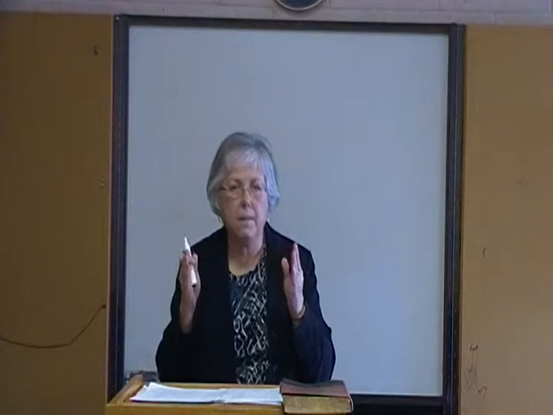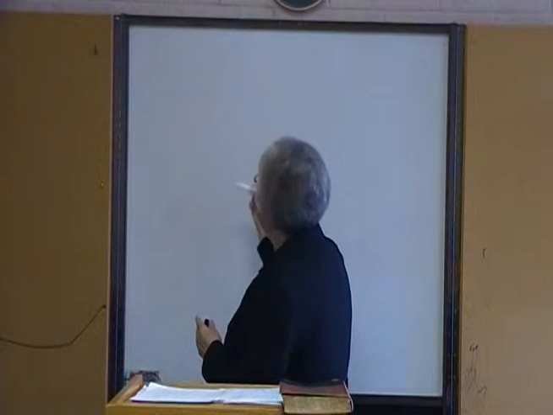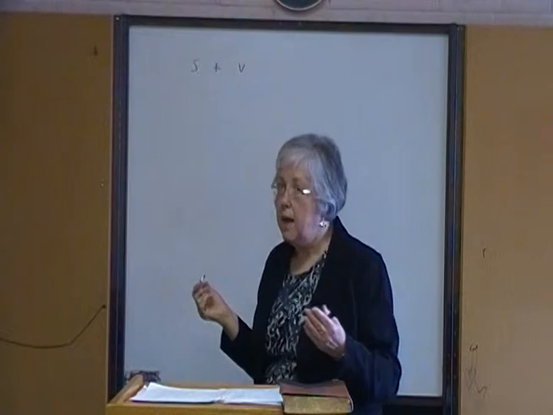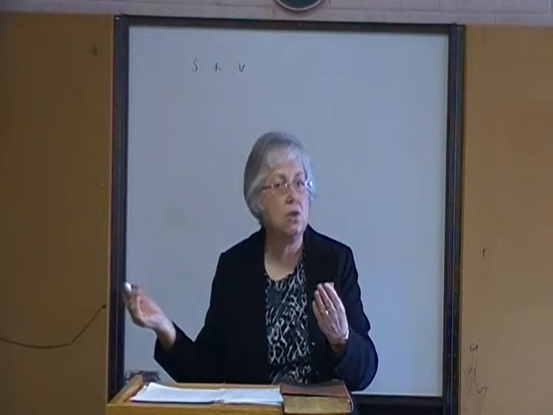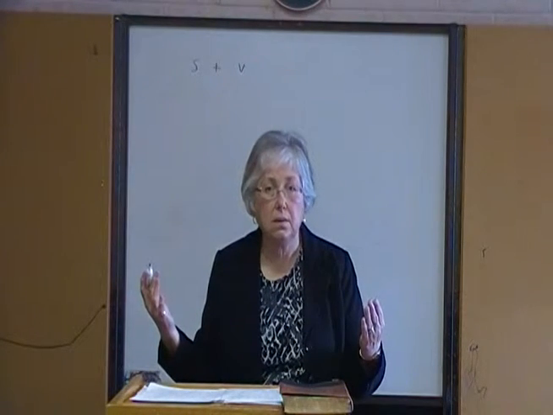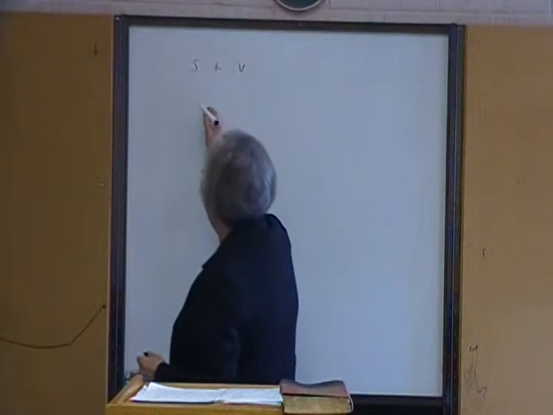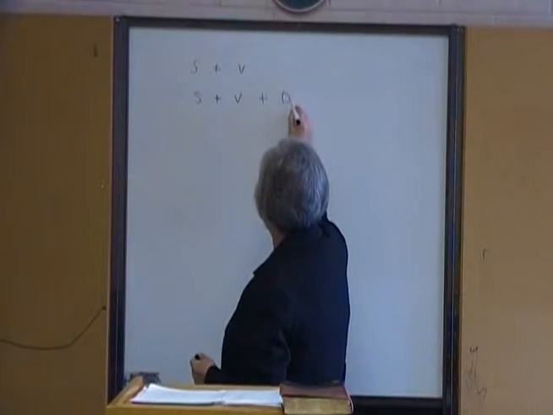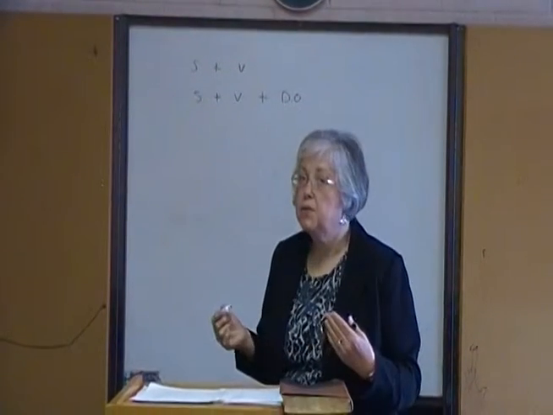So let's just take a look at a summary of the sentence parts. What I want to do is just use the abbreviation for what makes up a sentence. A sentence is a group of words that expresses a complete thought. We have the subject plus the verb, and you can have a short sentence. Jesus wept. That's just a subject and a verb, but it's a complete thought. Then you have subject plus verb plus direct object.